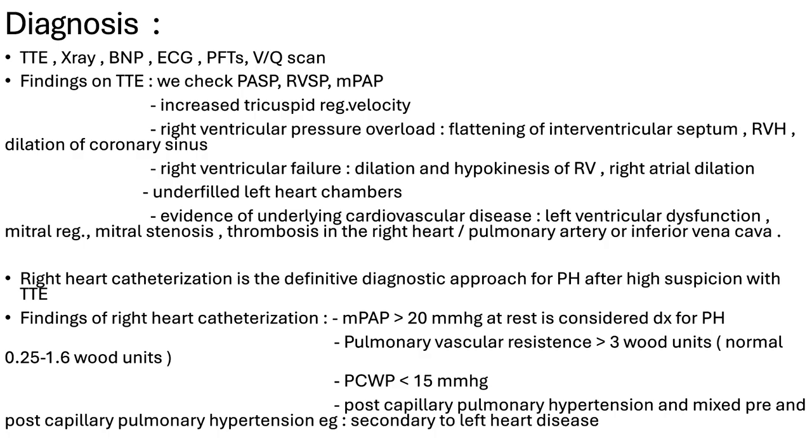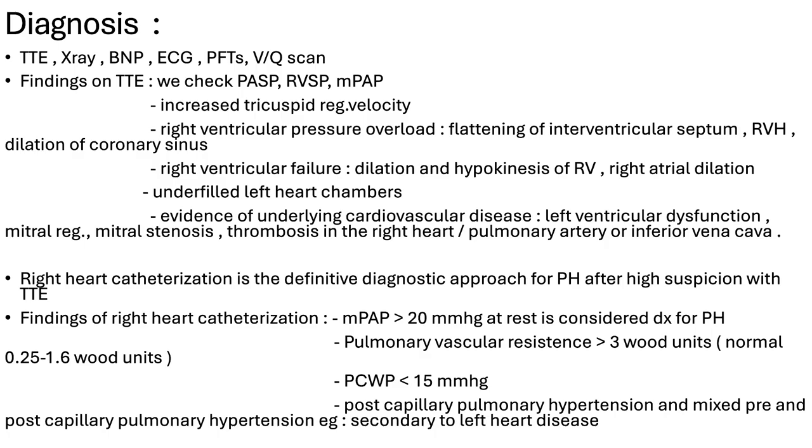This can also be dilation and hypokinesis of the right ventricle, right atrial dilation, or problems within the diastolic function of the left side of the heart. Or some evidence, for example, of underlying cardiovascular pathology like left ventricular dysfunction, presence of valvulopathy like mitral stenosis, or thrombosis, for example, in the pulmonary artery.